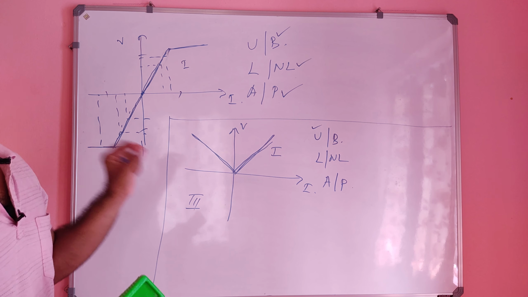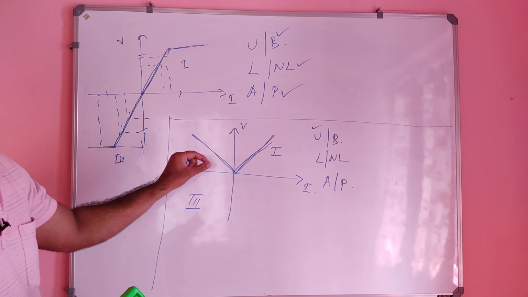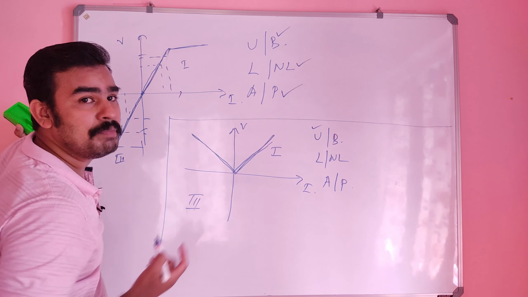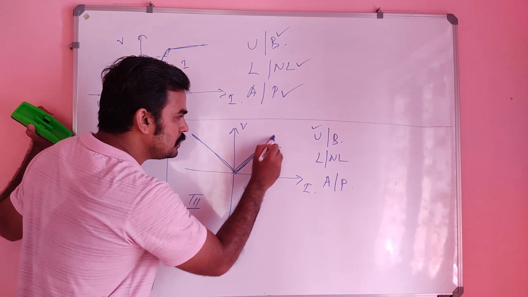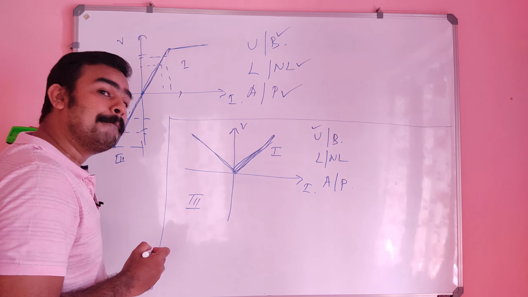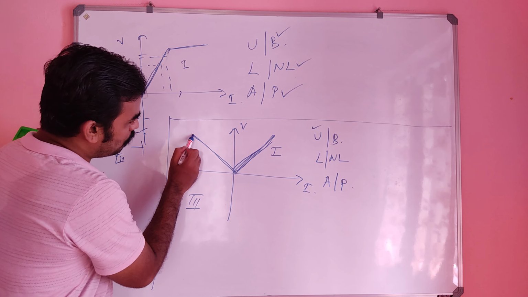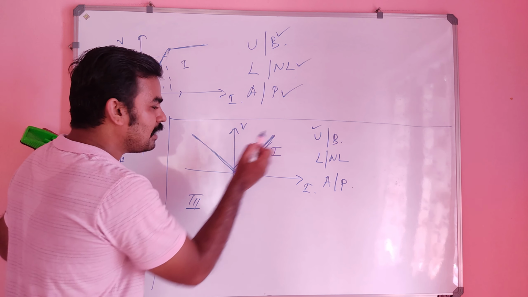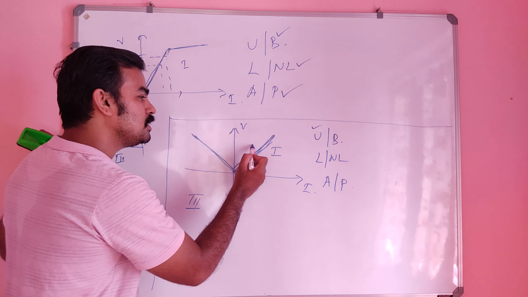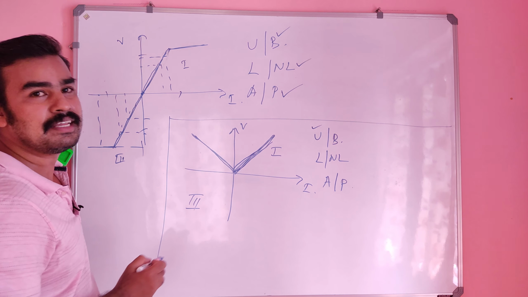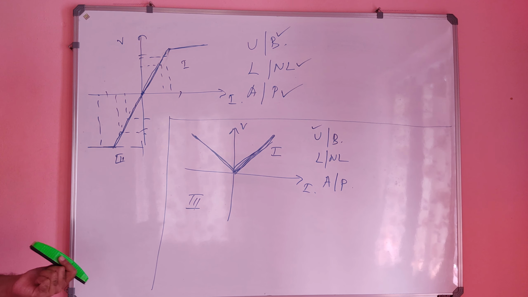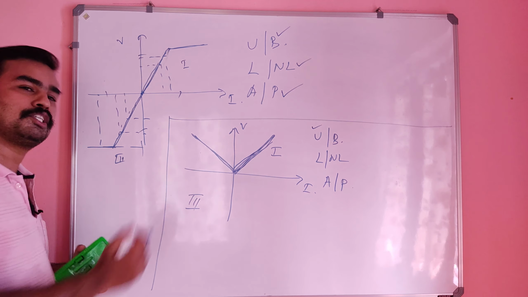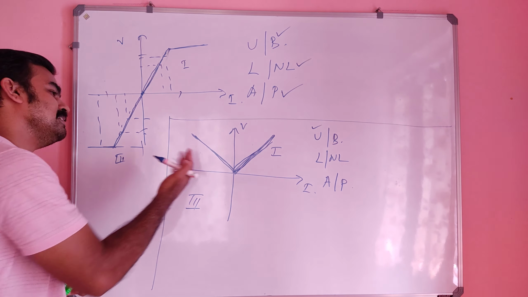Definitely some students will feel there will be confusion. Let's see the second condition, the slope will be constant. See this portion, the slope is positive, and see this portion, the slope is negative. It is increasing and it is decreasing. Even though the magnitude may be the same, the direction, the exact slope, is different actually.